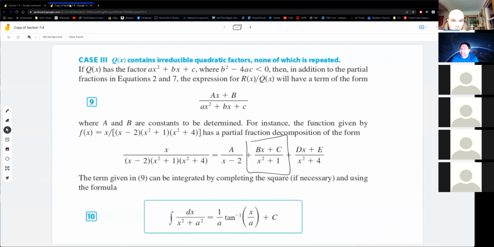I have bx plus c. So in essence, your numerator has to be 1 less than the denominator in the degree. Since my bottom is x squared, my top has to be bx plus c. If it was x to the third, I'd have bx squared plus cx plus d. You would just go 1 less, and it would take a little bit longer to break out, and the integration would be harder. So we're only going to go this far.